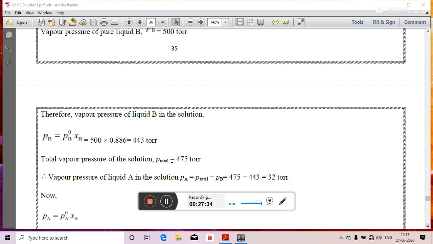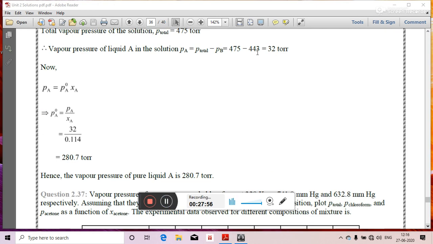Now total vapor pressure of the solution P total equal to 475 torr. Therefore vapor pressure of A, Pa, equal to P total minus Pb. So that is equal to 475 minus 443, so that is equal to 32 torr. So this is our first answer, that is vapor pressure of A in the solution.